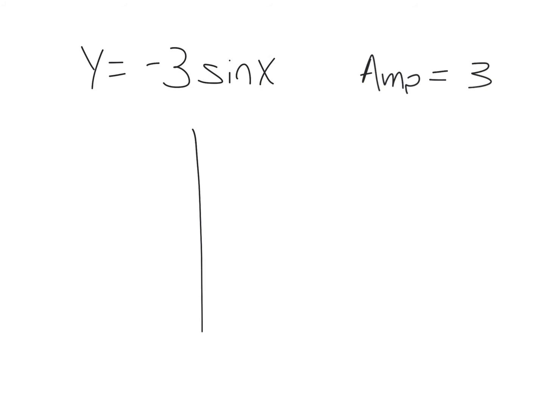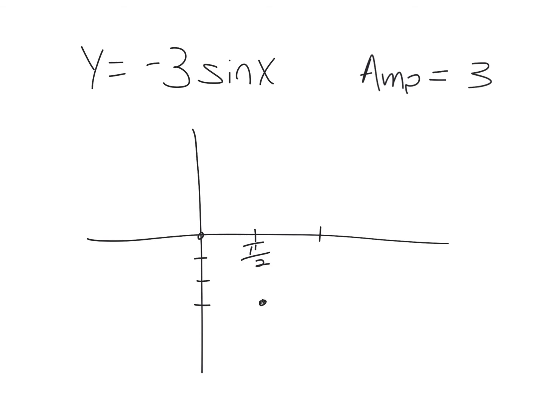Now, what changes here? As you might remember, when we have a negative up front, we are reflecting over the x-axis. So we are going to start with sine 0 is 0, so nothing's really changing here, still 0, 0. But if I put pi over 2 in, that's pi over 2 we're going to call. Sine of pi over 2 is 1. 1 times -3 is -3. 1, 2, 3. And there we go, there's a point.